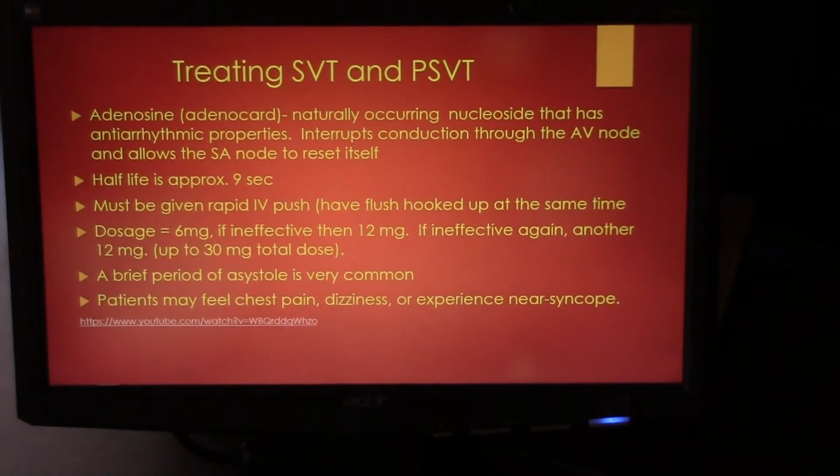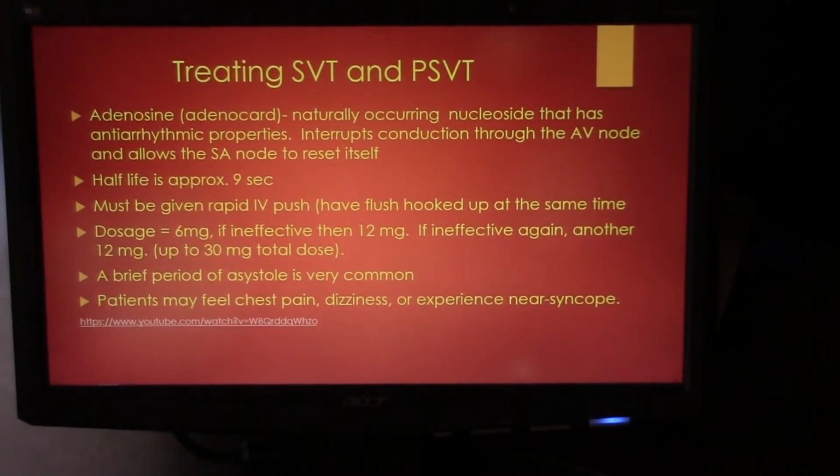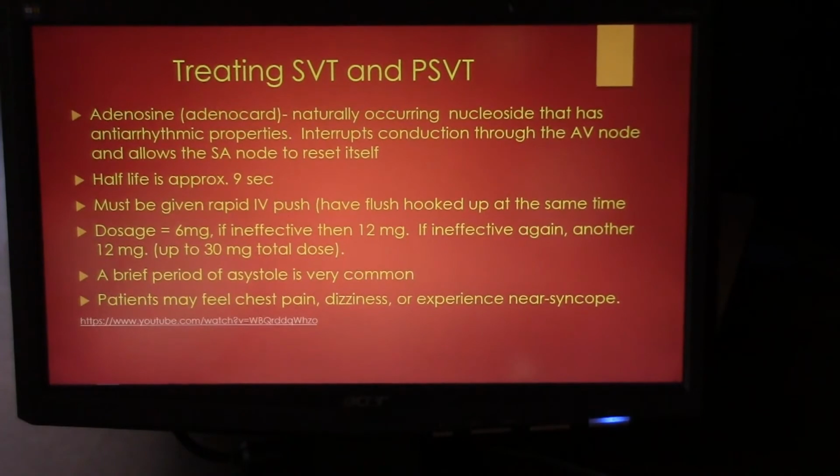Treating SVT and PSVT, adenosine is the drug of choice. It is a naturally occurring nucleotide that has antiarrhythmic properties. It rapidly interrupts conduction through the AV node and allows the SA node to reset itself. It actually interrupts the influx of calcium, and the AV node is dependent upon the influx of calcium for its conduction. So if you all of a sudden halt conduction through the AV node, sometimes it's enough to allow the sinoatrial node time to reset itself and restore normal sinus rhythm.